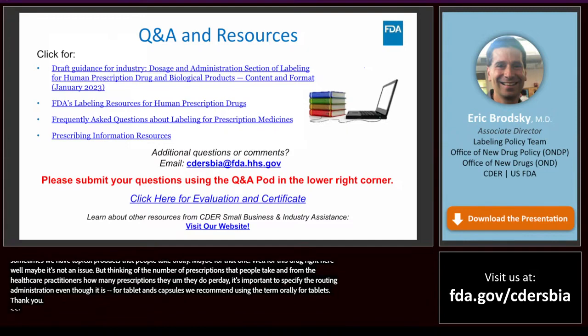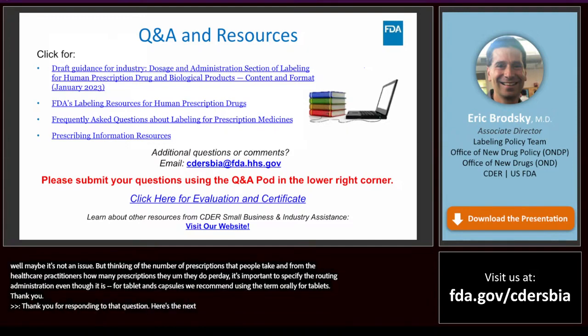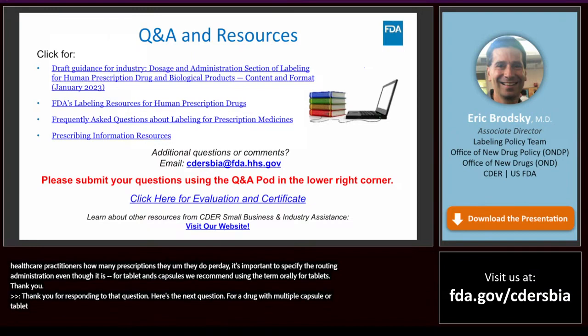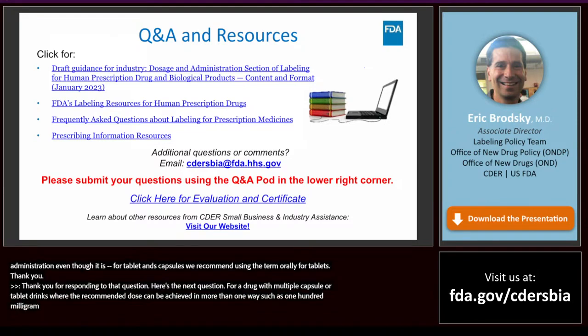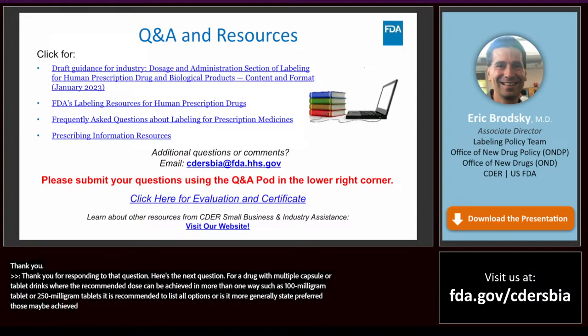Thank you for responding to that question. Here's the next question. For a drug with multiple capsule or tablet strengths, where the recommended dose can be achieved in more than one way, such as one 100 milligram tablet or two 50 milligram tablets, is it recommended to list all options, or is a more general statement preferred, such as dose may be achieved with any combination of tablets?